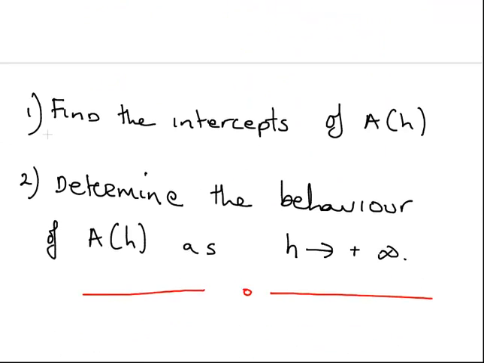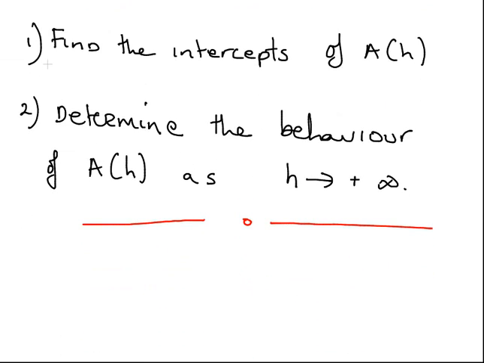Now, what we want to find here is we're going to set up a curve sketching question. There's two parts to this. Find the intercepts of A(H), so the axis intercepts when we graph it, because we're sketching a curve and we need to know where the intercepts are. And also determine the behavior of A(H) as H approaches plus infinity. This second part here is related to the asymptotes. And there's an implicit clue there about one of the asymptotes.